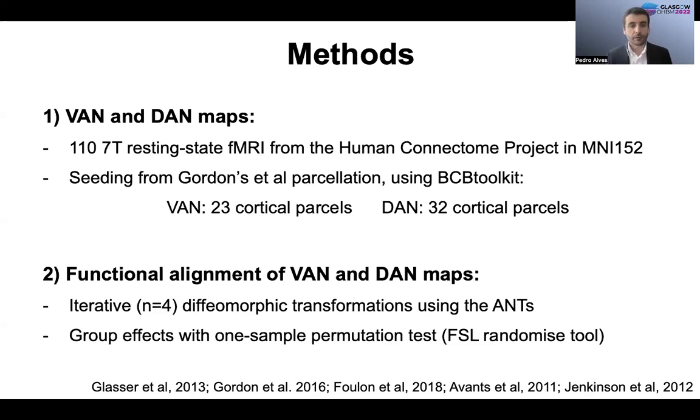To achieve this, first we computed VAN and DAN maps by a seeding analysis of 110 7 Tesla resting state fMRIs from the Human Connectome Project. Seeding was based on Gordon et al.'s cortical parcellation, which is composed of 23 VAN cortical parcels and 32 DAN parcels. Then, we performed the functional alignment of these maps by an iterative diffeomorphic transformation using HANDS. Group effects were analyzed with one sample permutation test.